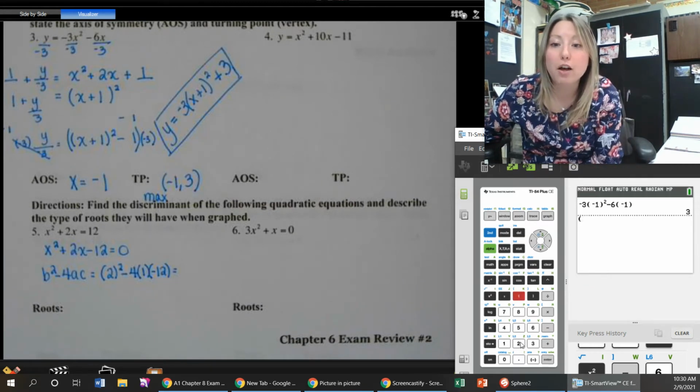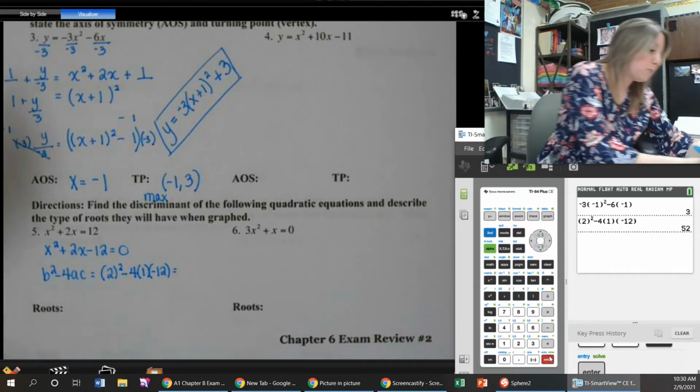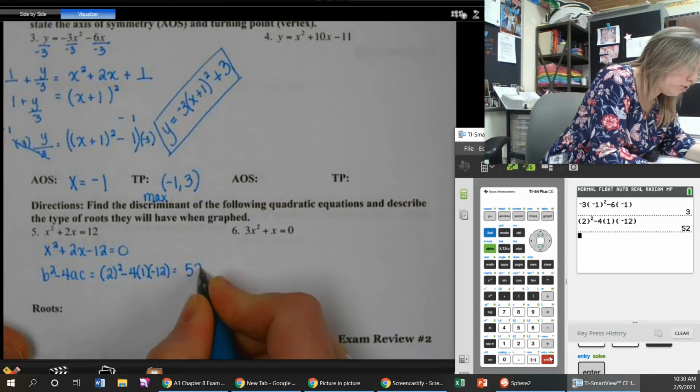So let's see. We've got 2 squared minus 4 times 1, which we know is 4, times -12. And that gives me 52. Okay, so my discriminant value is 52.